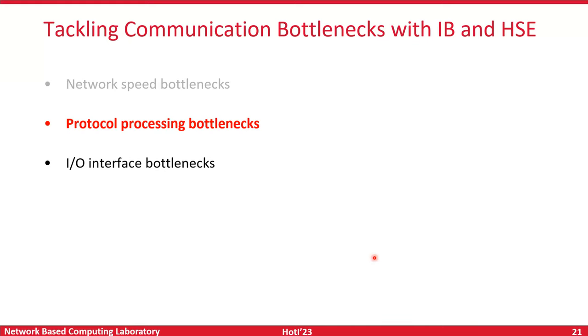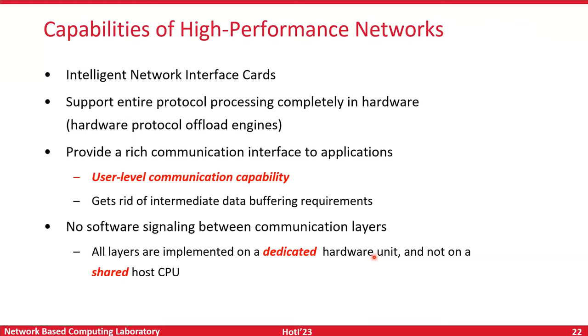So I'll keep moving. Now this is the pure bandwidth, but how about the latency? You remember that protocol processing is a bottleneck, and the overall latency of a message depends on protocol processing. Over the last 20 years, a lot of developments have taken place here, and the idea leads to something called an intelligent network interface card.